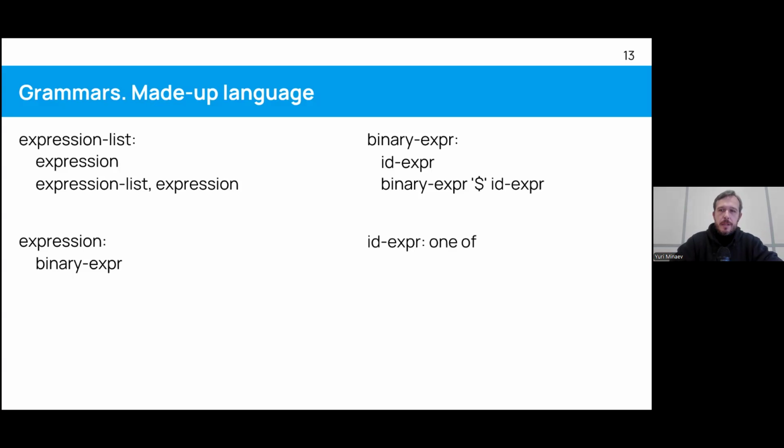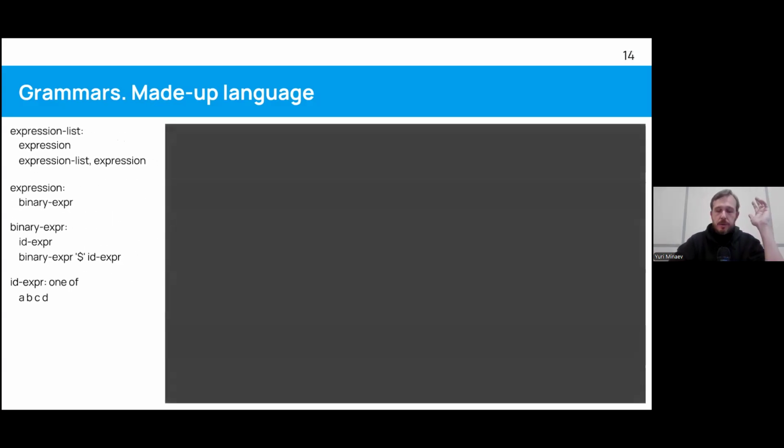And here, ID expression is a terminal one. It does not depend on other productions. And that's how we know it's a terminal production. And it can be either A, B, C, or D. Just literally one of those letters is an ID expression in our language. So just to give you some examples, this is a valid expression or sentence in our language. This is also a valid sentence, this and this. And any combinations of those will be valid too.